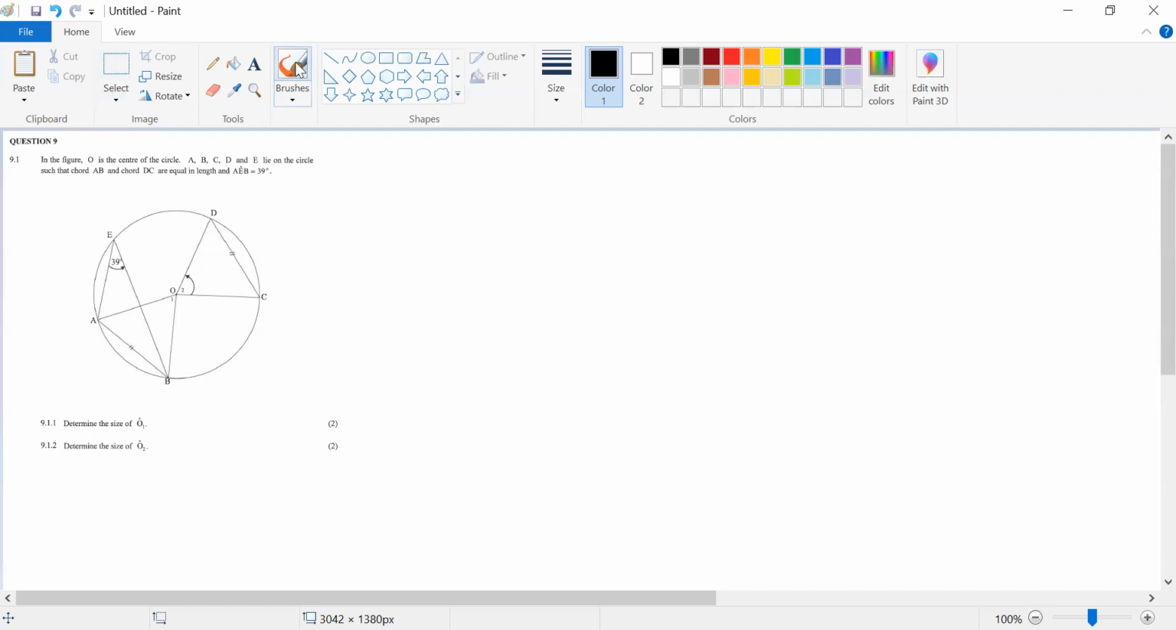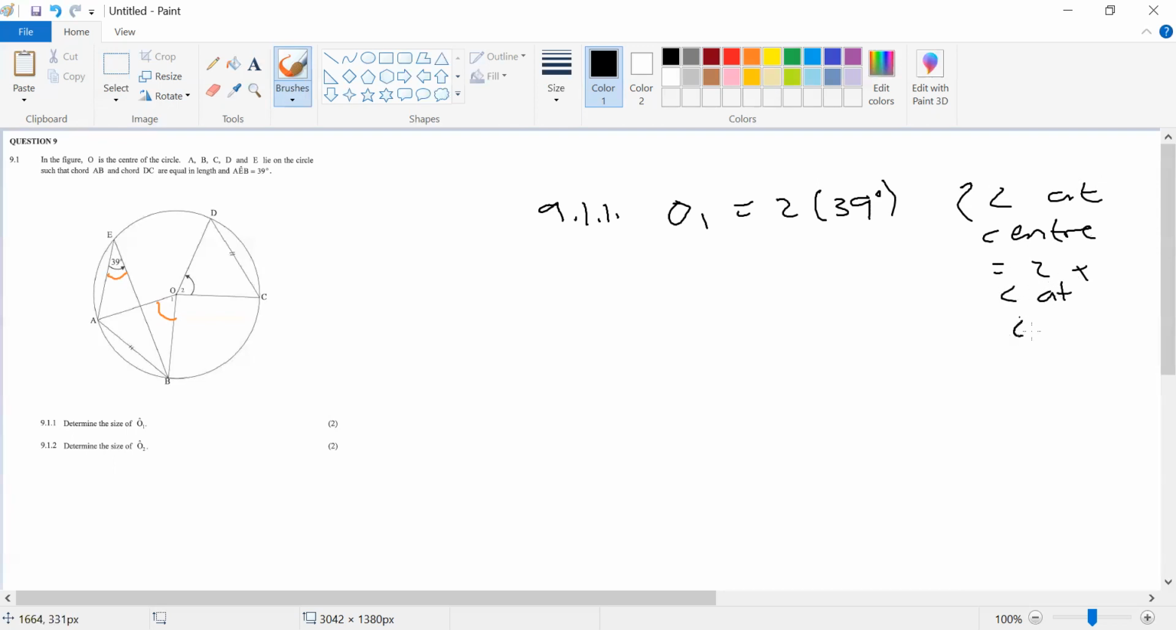So for 9.1.1, determine the size of O1, and very straightforward, O1 and angle E are linked because O1 is the angle at center and angle E is the angle at circumference. So all we really have to do is say that O1 is equal to twice the angle at circumference, which is 2 into 39 degrees. And the reason for that is angle at center is equal to 2 times angle at circumference. And we just have to simplify this, and we are going to get 78 degrees.